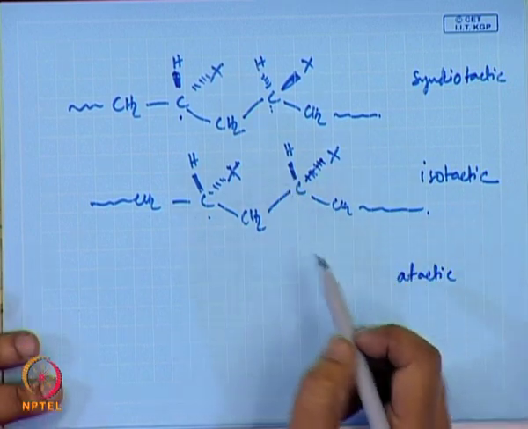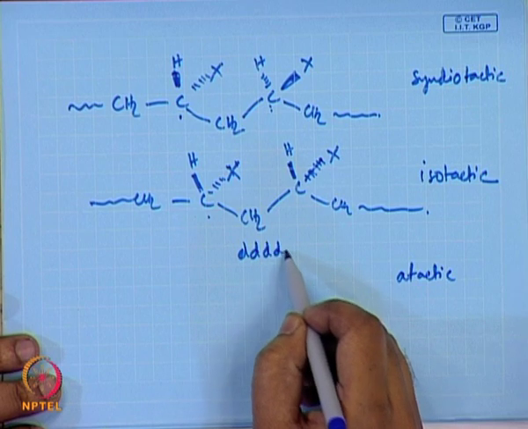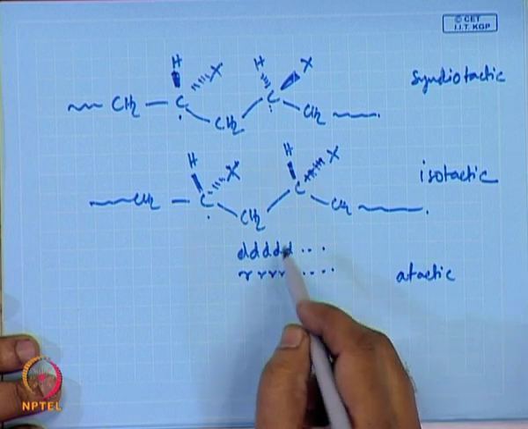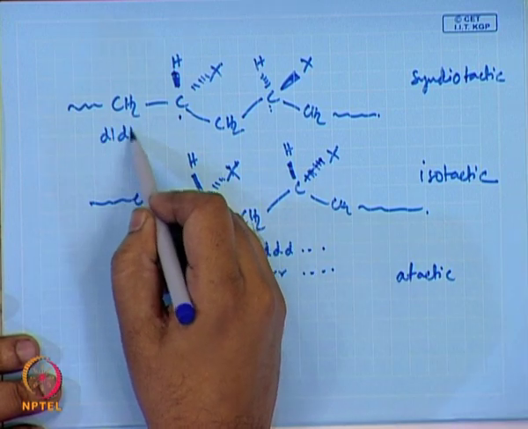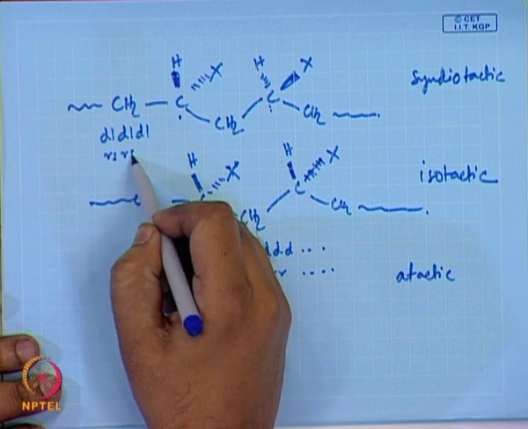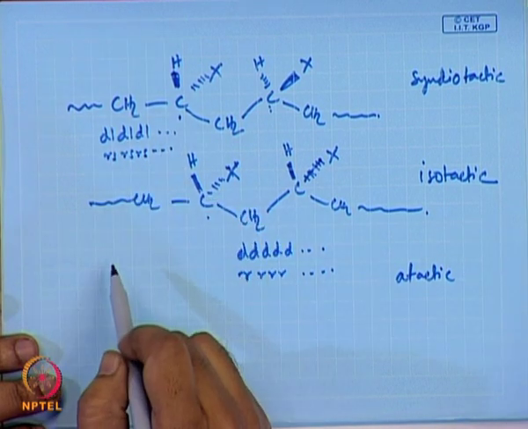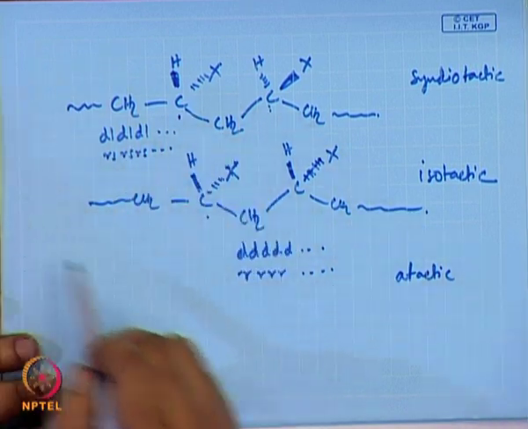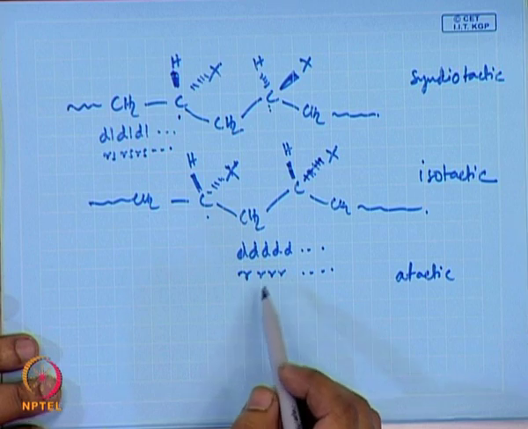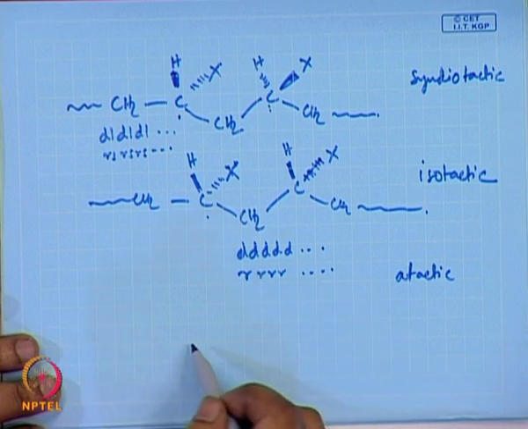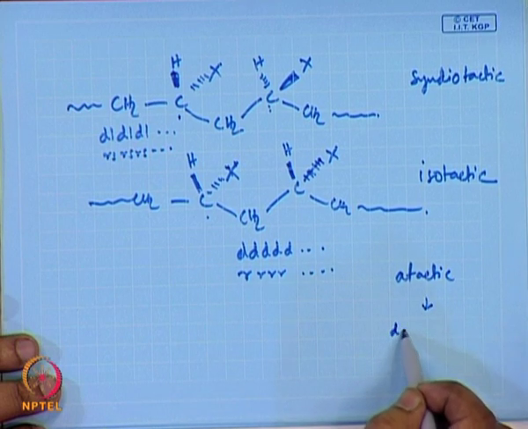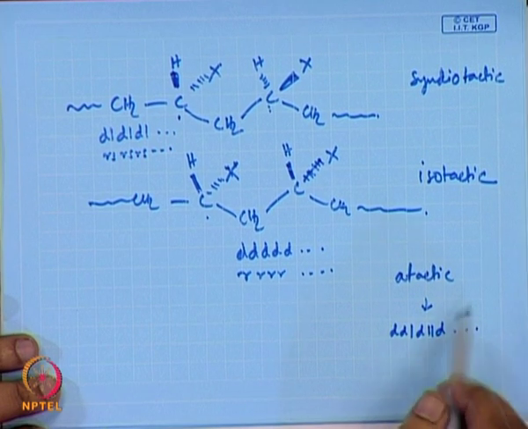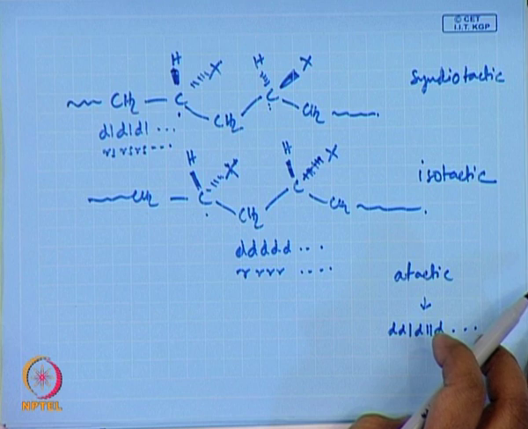So, if I write this as D, D, D, D, D, or say R, R, R, R, whatever way you write, then the alternate will be D L, D L, D L, or R S, R S, R S type of configuration. This is the alternate configuration of the carbons, the symmetric centers. Atactic would be say D D L, D L L, D, something like that, arbitrary; there is no order as such.